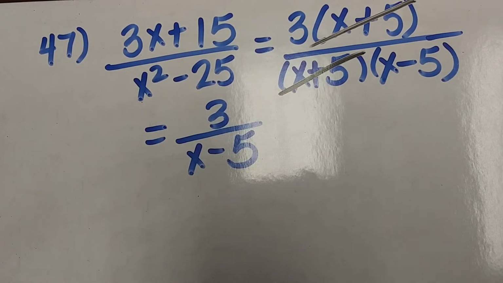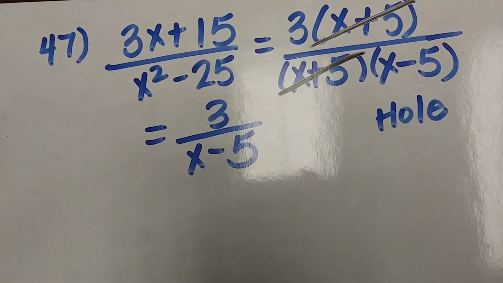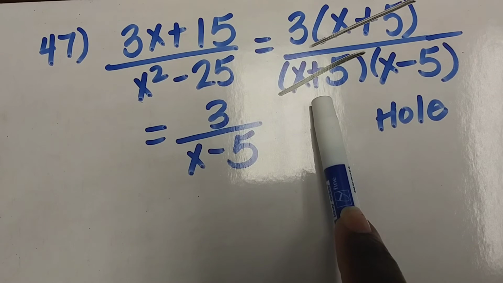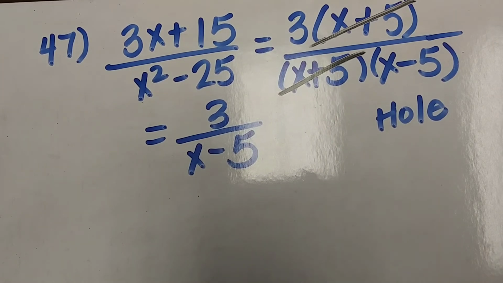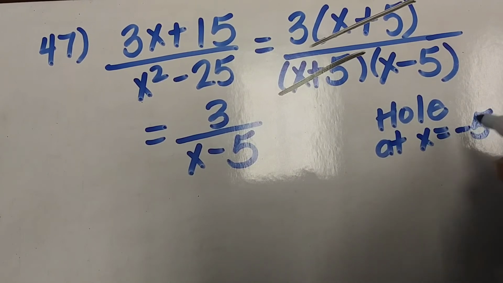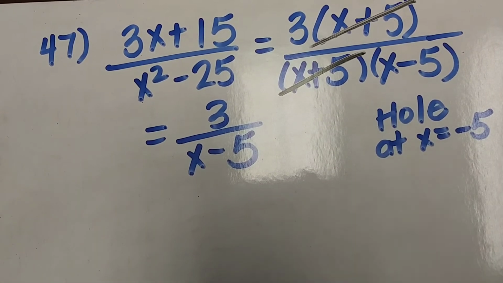I'm noticing that I'm canceling out some things. What does that mean? That means that if you cancel out something, there's a hole in the graph at that number. So right here, if I do the math for x plus 5 equal 0, x will equal negative 5. That means it's a hole at x equal negative 5. So you will have to work this out and tell me that the hole is at x equal negative 5.